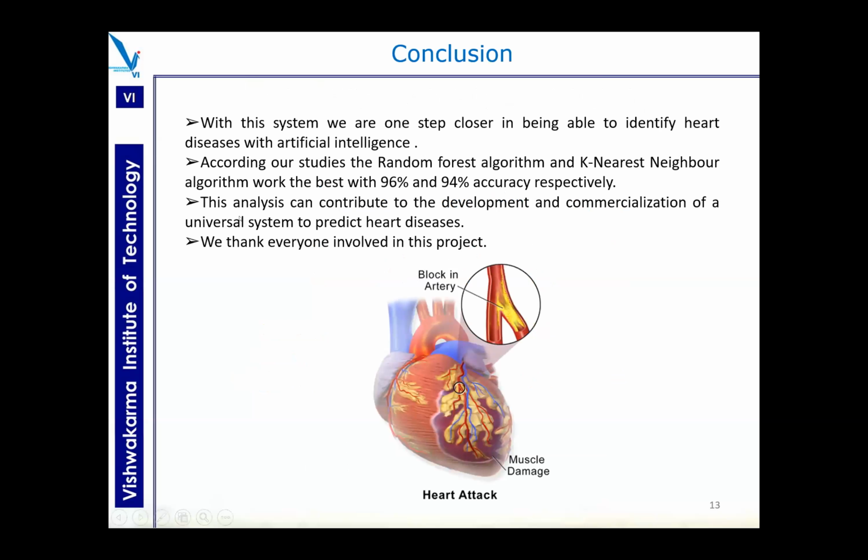We move to a conclusion. With this system, we are one step closer to being able to identify heart diseases with artificial intelligence. According to our studies, the random forest algorithm and the k-nearest neighbors algorithm work the best, and we will use these when we are considering our future scope.